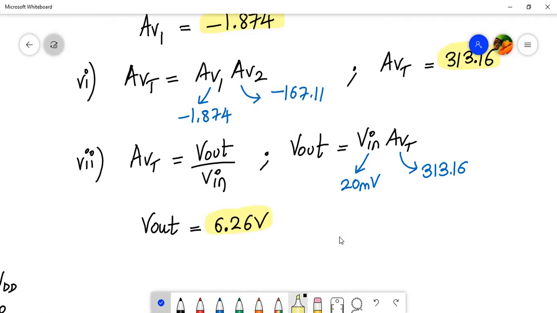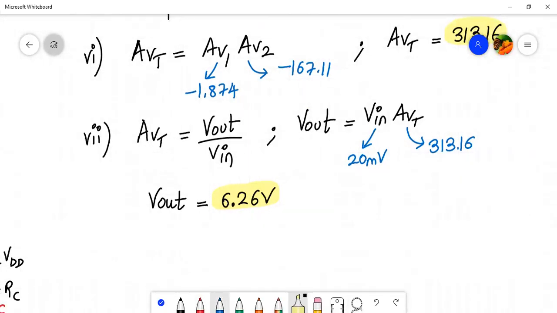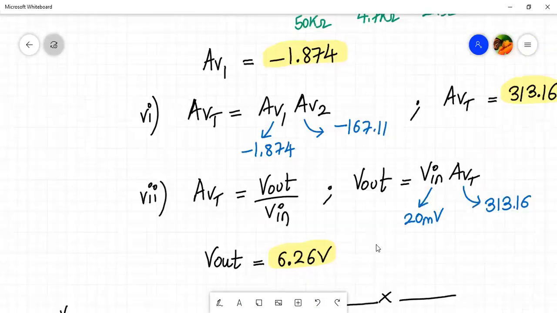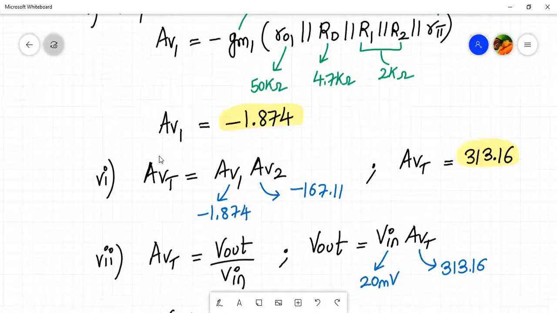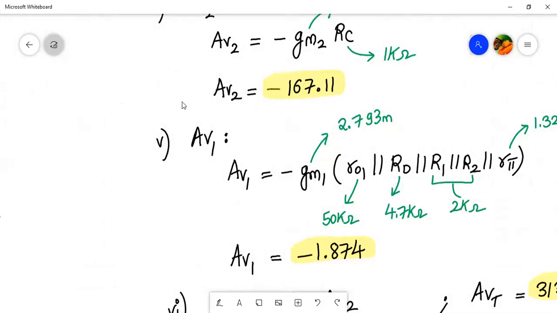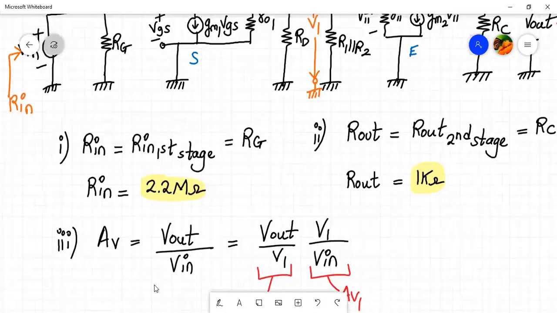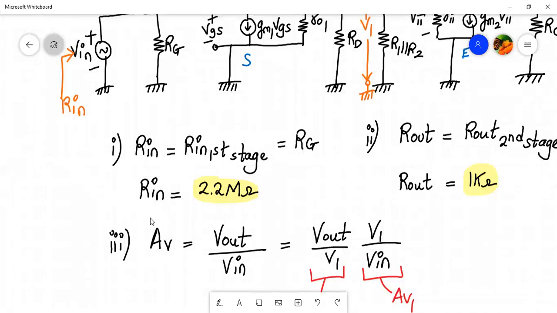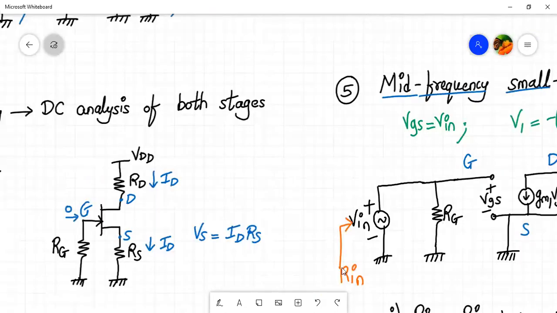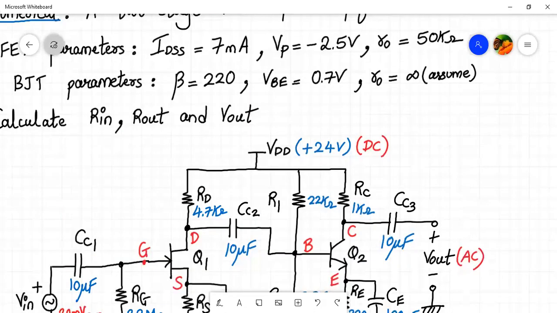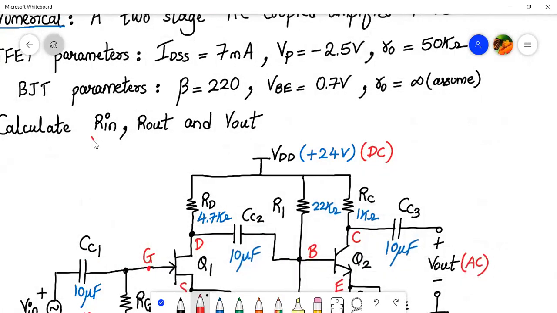And with this, we have completed the numerical on this given cascade amplifier. Fine. So we have come to the end. We have evaluated the value of V out. We evaluated the value of total voltage gain, individual stage voltage gain, and we also found out the value of Rin, which was 2.2 mega ohm, and R out, which was 1 kilo ohm. And that is what was asked in the numerical, to calculate Rin, R out, and the output voltage, which we completed.